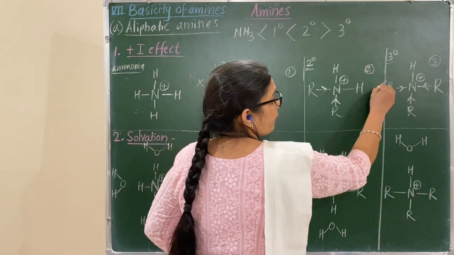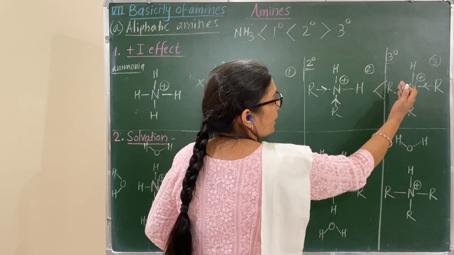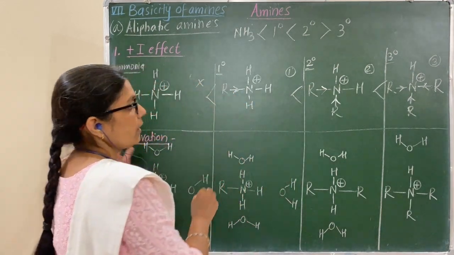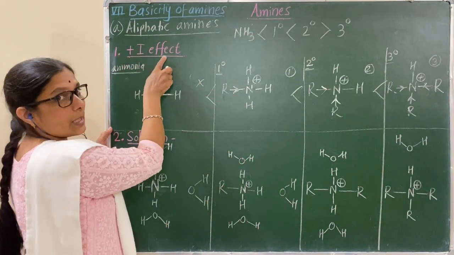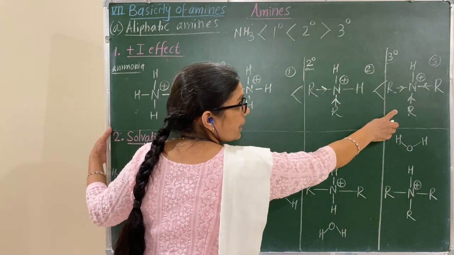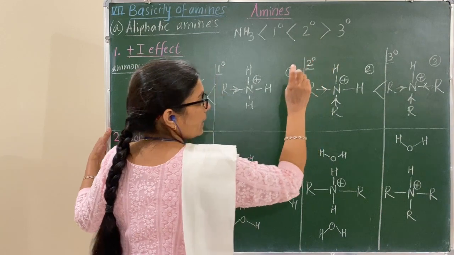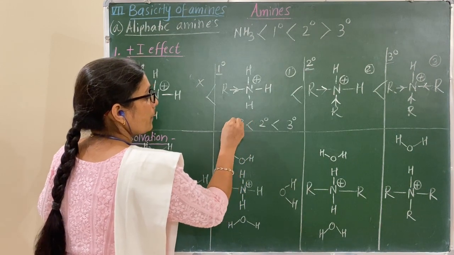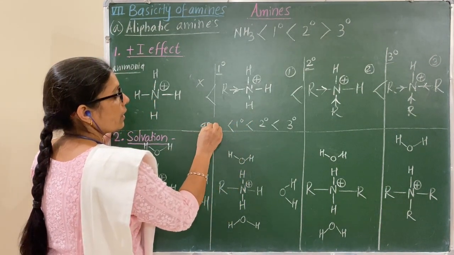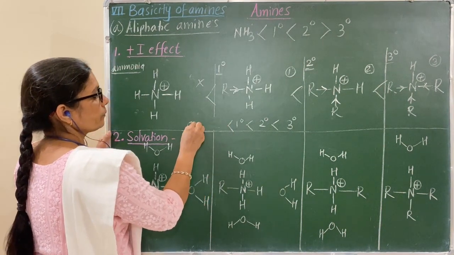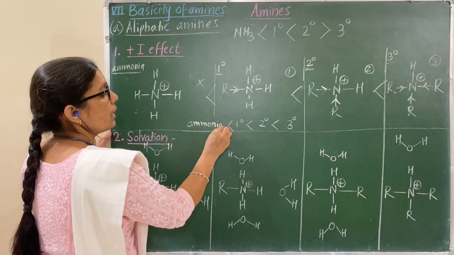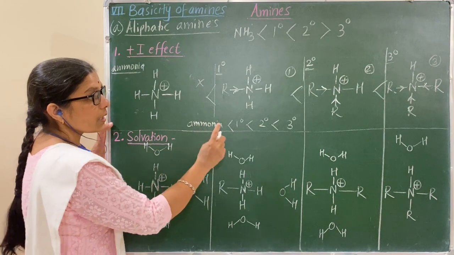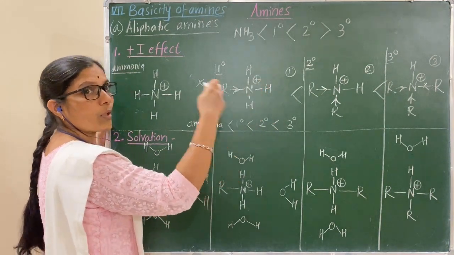This one, because here three alkyl groups are electron donating. There are three electron donating alkyl groups, here only two, here only one. Therefore, on the basis of plus I effect, this conjugate acid of tertiary amine is more stable than secondary, which is more stable than primary, which is more stable than ammonia. The conjugate acid of ammonia is the least stable. What did we study earlier: the one whose conjugate acid is more stable is a stronger base.